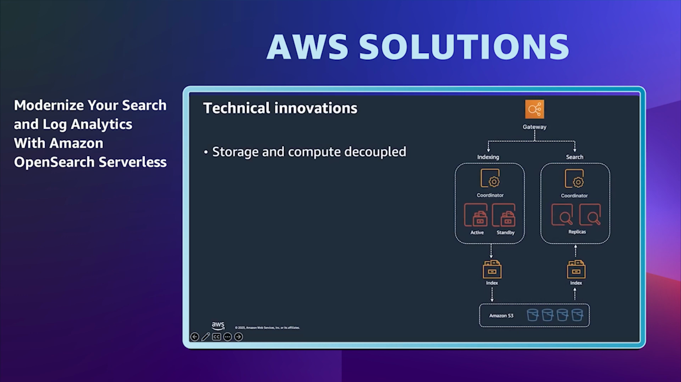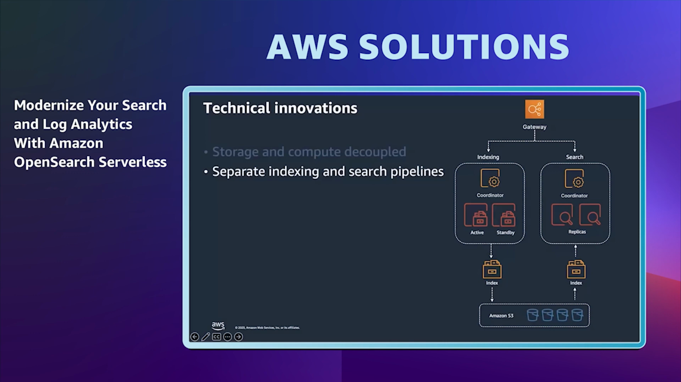So basically, if we talk about what innovation we have done in serverless, we have created a cloud native architecture where your data is stored in S3, and it decomposes the monolithic OpenSearch service into different microservices. Today, your data node runs your ingestion as well as the search. But serverless separates out your indexing component from the search component, with Amazon S3 being the primary data storage.